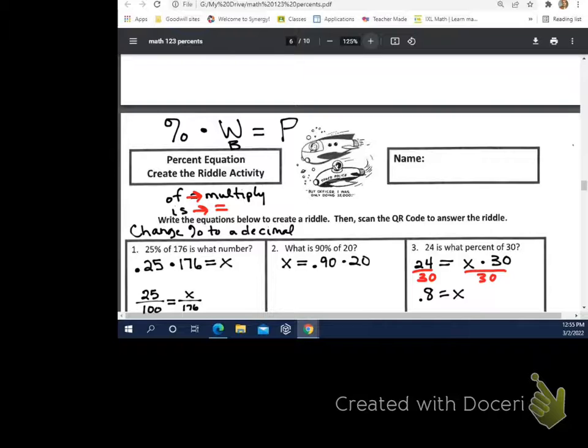But then I have to change, if I'm looking for the percent, then I have to change the decimal to a percent. Because the answer is not 0.8%. The answer is actually 80%. 0.8% would be less than 1 out of 100. And we can see that 24 is more than half of 30, so we better get an answer that's more than 50%.